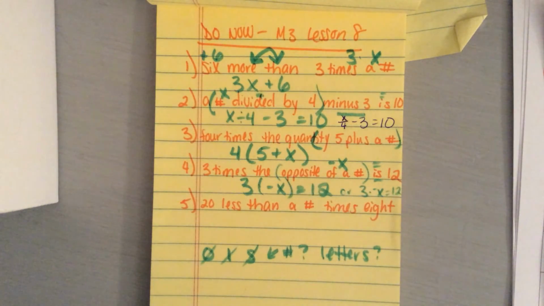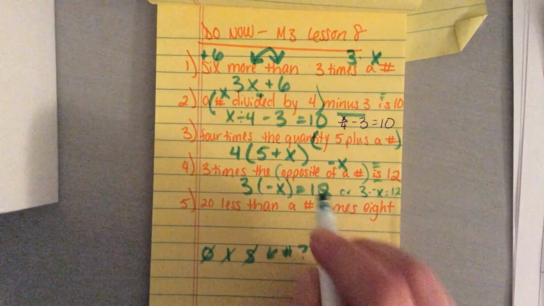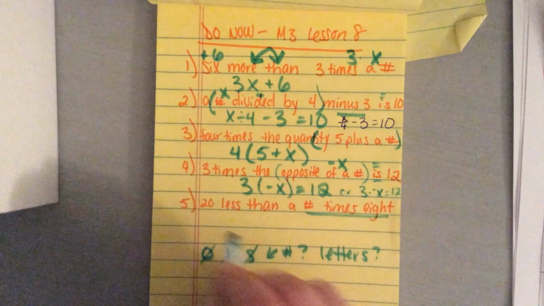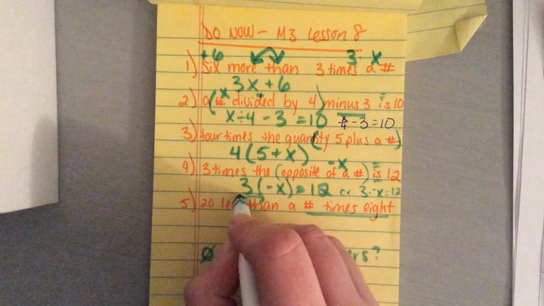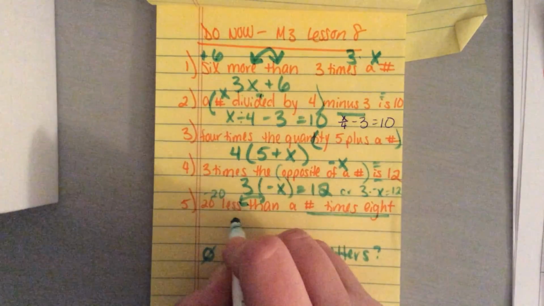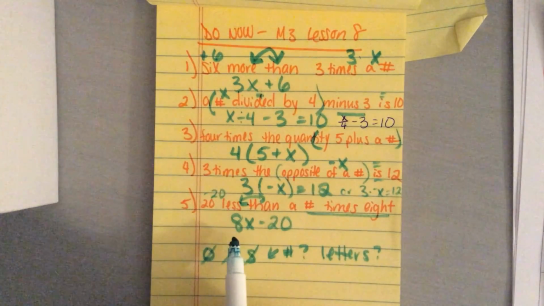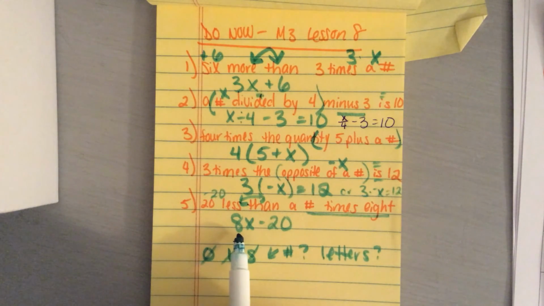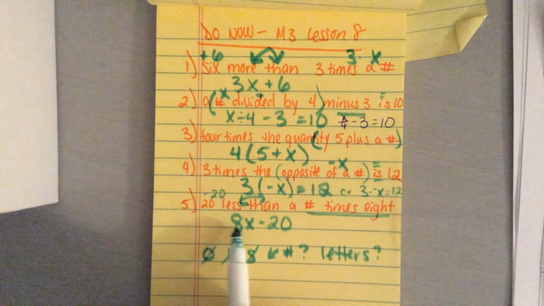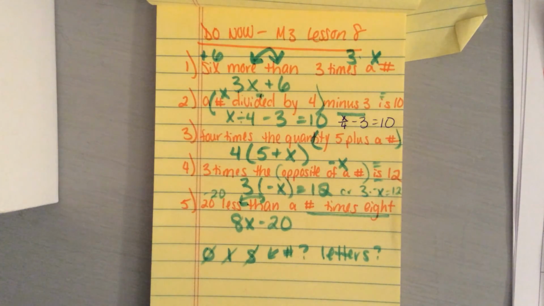Okay? And then 5. 20 less than a number times 8. So you want to do the number times 8 and then 20 less, which is flipping it. So it's minus 20. A number times 8, so 8x, and then 20 less. You really want to be writing your letter second, so you want your number first and then your variable. X8 is weird. We would prefer to say 8x, okay?